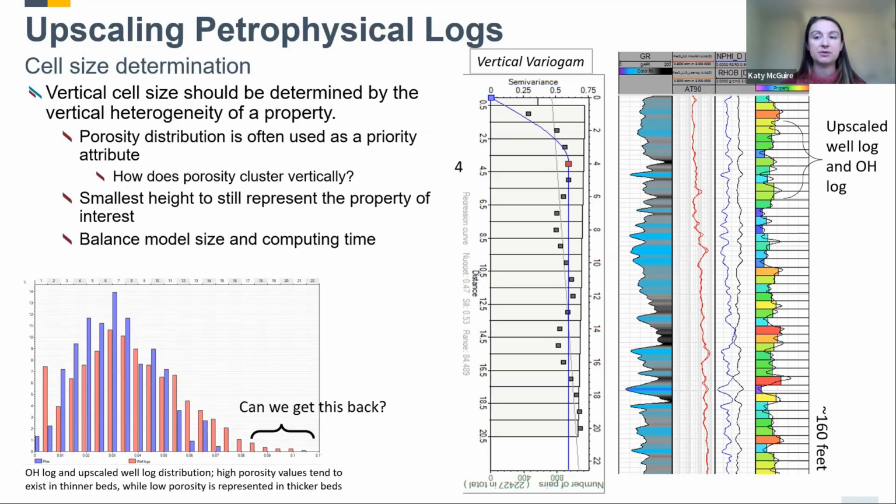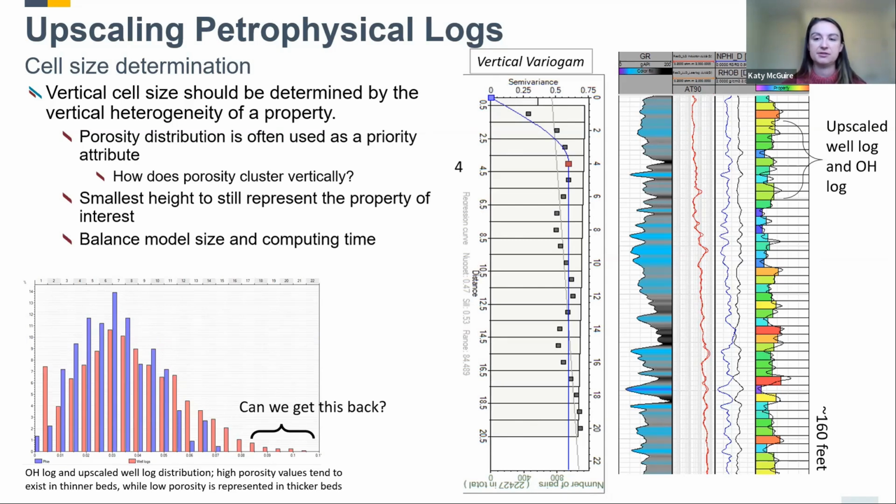Quantitatively, we can use a vertical variogram to look at how a log, in this case porosity, changes vertically and choose a determination point for cell size at the sill and the matching vertical range. This is the distance from the original point where data is no longer related to the original point.